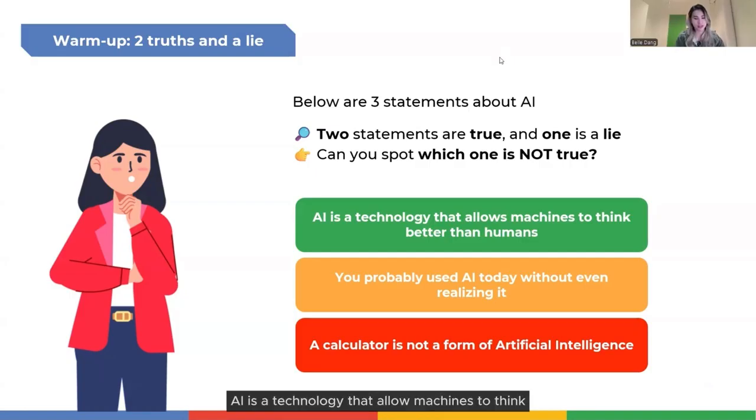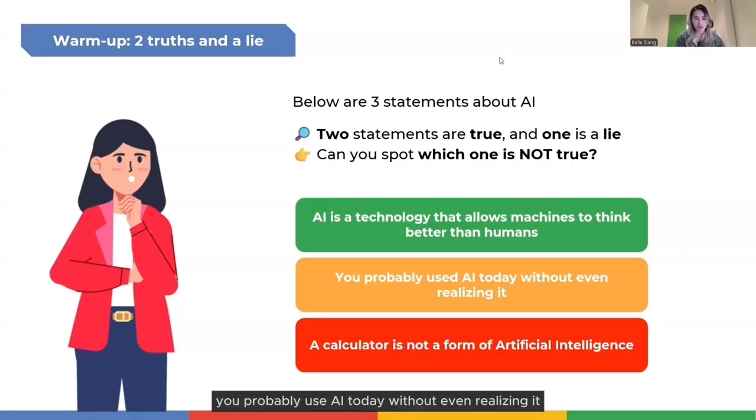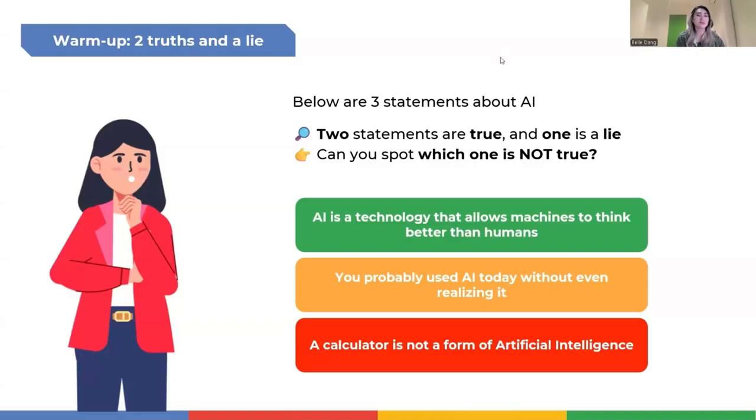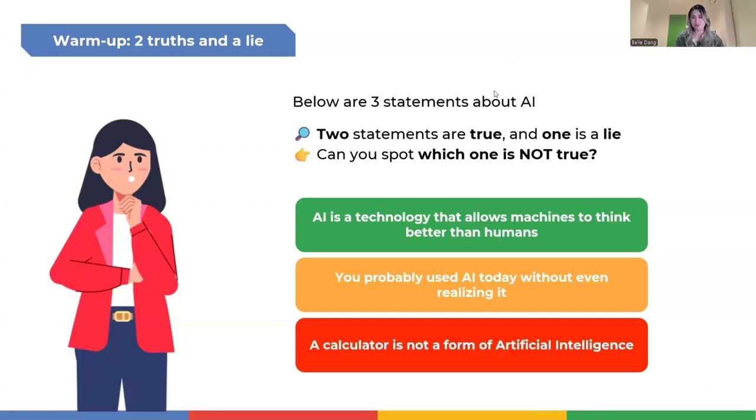First, AI is a technology that allows machines to think better than humans. Second, you probably use AI today without even realizing it. Last one, a calculator is not a form of artificial intelligence. Well, if you guessed that AI allows machines to think better than humans is the lie, then great job, you're right. AI is powerful, but it doesn't actually think like humans. Let's dive deeper into understanding what AI really is.